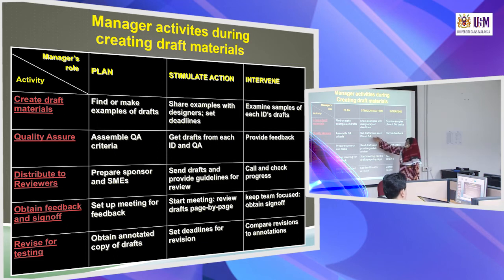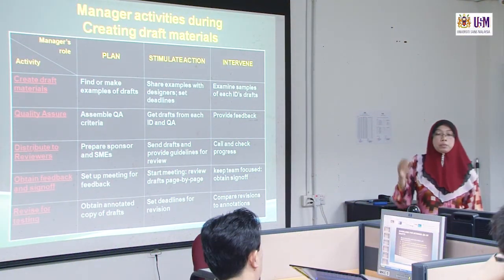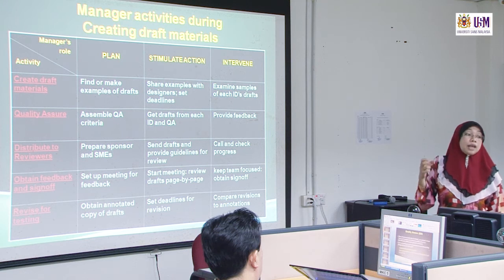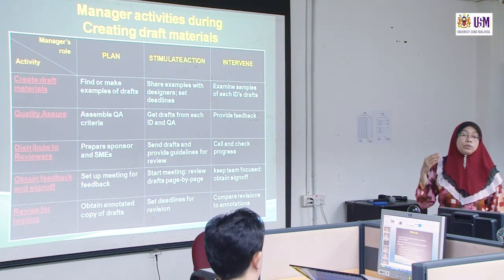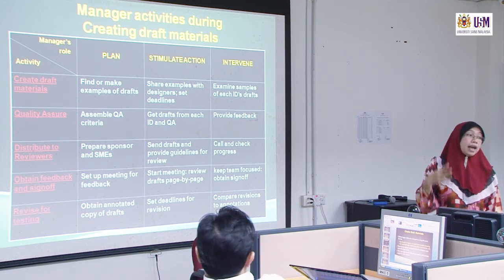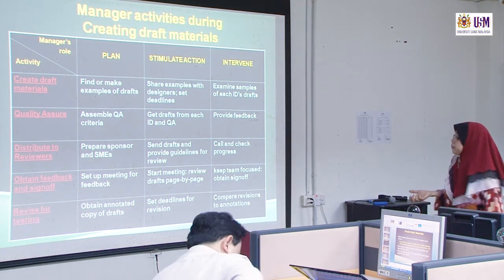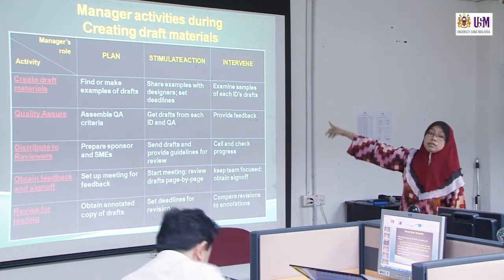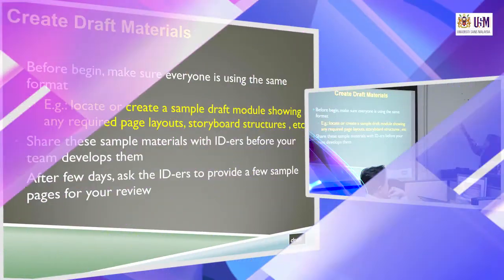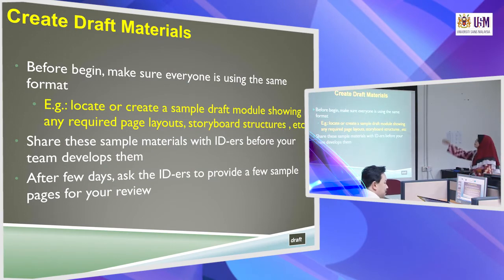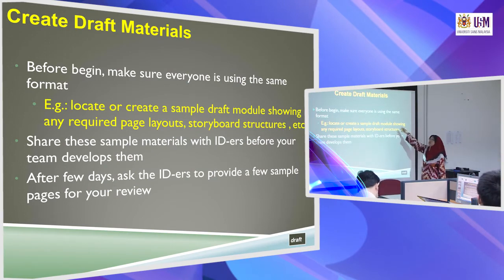Okay, for example, to create draft materials, the plan is to find or make an example of a draft, and then share the example with designers, set deadlines, and so on. So if you see this, these are all to make sure whatever we plan during our project will be able to be done. Okay, we hope to have fewer mistakes, fewer errors during the project. So quality assurance is very important. The format is important. Make sure everyone is using the same format.